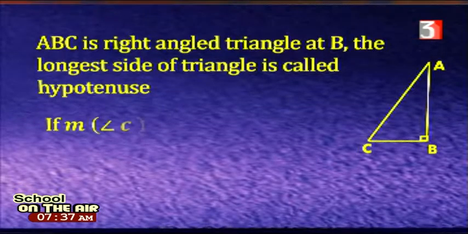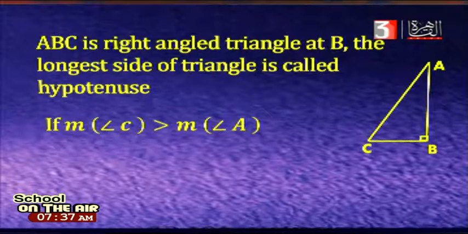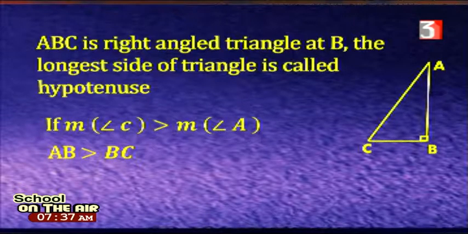Then, if you have measure angle C greater than measure angle A, so we are going to say that there is a side longer than another side. The side opposite to the greater angle is longer than the side opposite to the smaller one. So in this case, we can say that AB is longer or greater than BC. So AB is the longer, BC is the shorter.